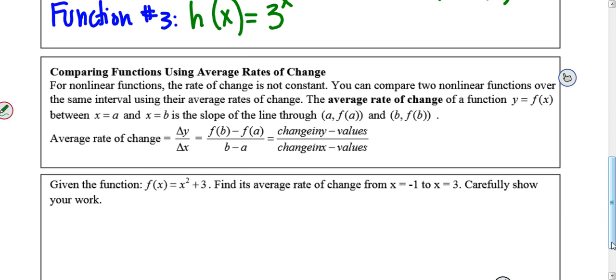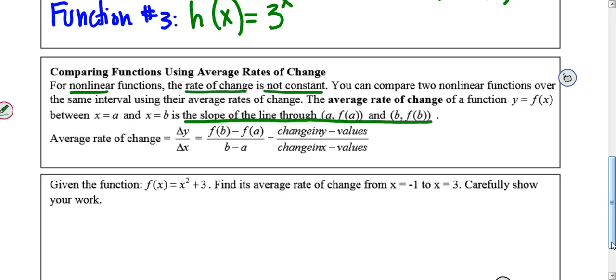Let's go ahead and talk about comparing functions using average rate of change. For nonlinear functions, the average rate of change is not constant. You can compare two nonlinear functions over the same interval using the average rates of change. Average rate of change is a function between 2 points. Basically, you're finding the slope of the line through 2 points.